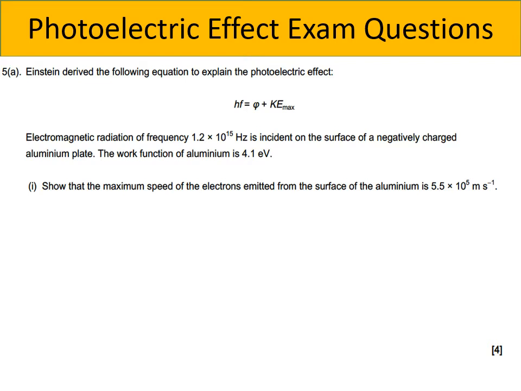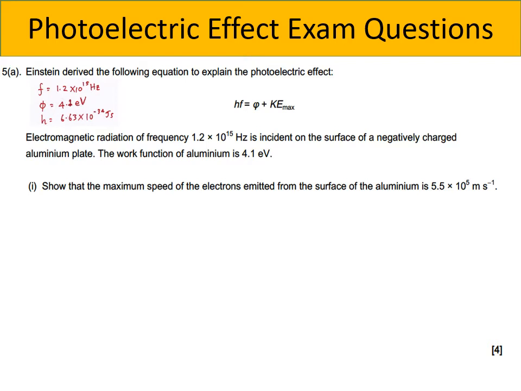Part 1. Show that the maximum speed of the electrons emitted from the surface of the aluminium is 5.5 times 10 to the power 5 meters per second. It's quite a nice question when they actually give you the answer, and you have to make sure that your working out tallies with this particular answer. So you can either underline the key terms or you can write them out. I recommend that you underline them to save time.